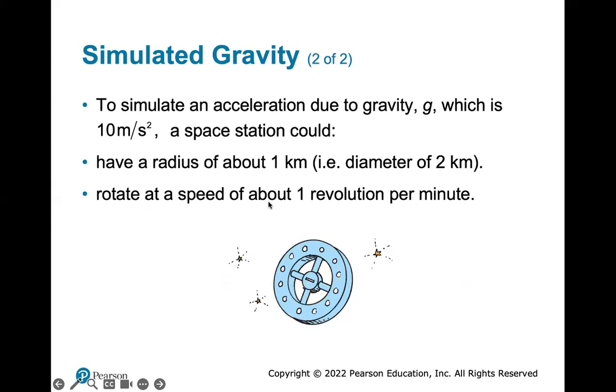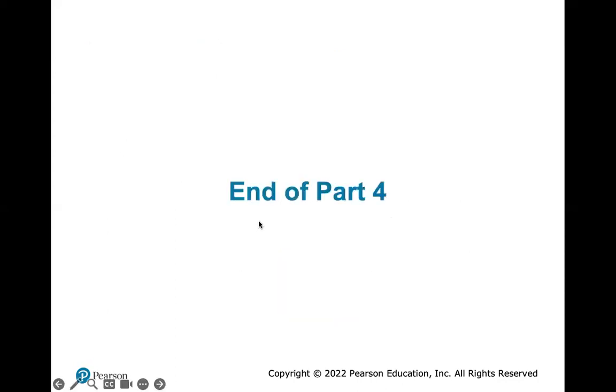To simulate an acceleration due to gravity, g, which is 10 meters per second squared, a space station could have a radius of about 1 kilometer. That's a big space station. A radius of 1 kilometer is a diameter of 2 kilometers. And it would rotate at about 1 revolution per minute to simulate artificial gravity. Okay, and that's the end of part 4.